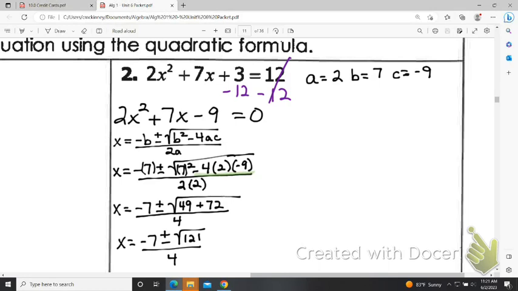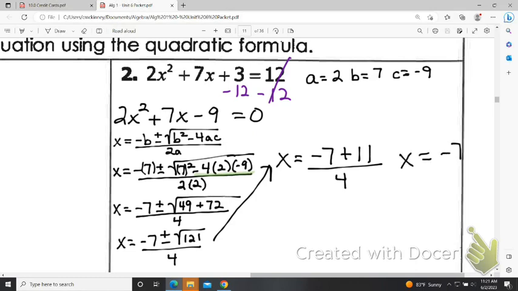Now, if that 121 was not a perfect square, then we might end up with an answer that looks messy, or a radical that we can simplify. But because it is a perfect square, when we take the square root, this is going to split into 2. So I'll have x is equal to negative 7 plus the square root of 121, which is 11, divided by 4. Also, x is equal to negative 7 minus the square root of 121, still 11, divided by 4.